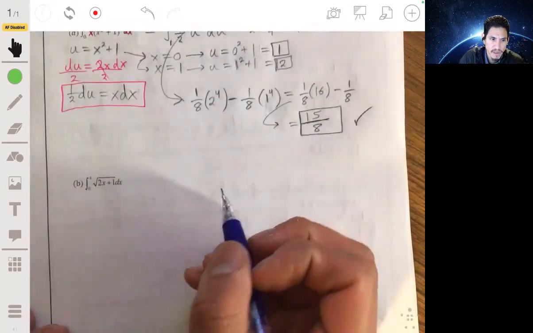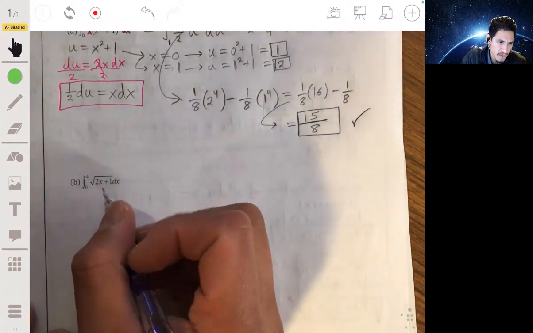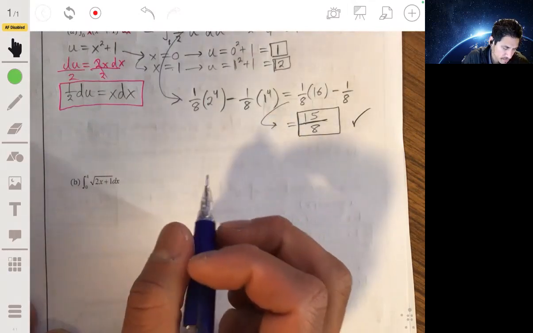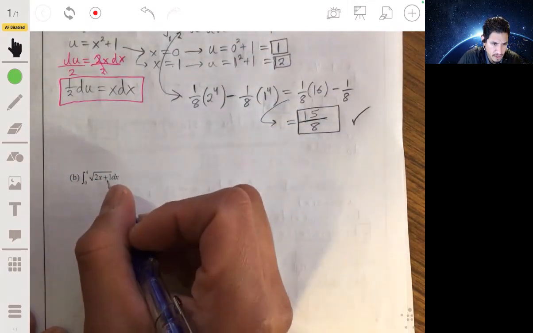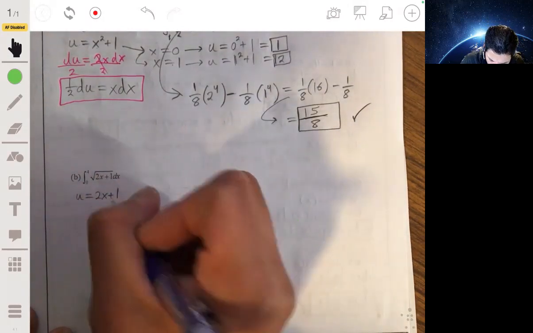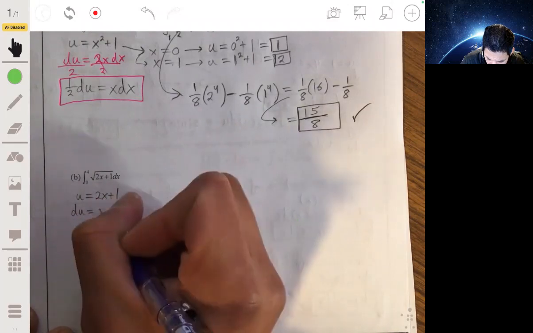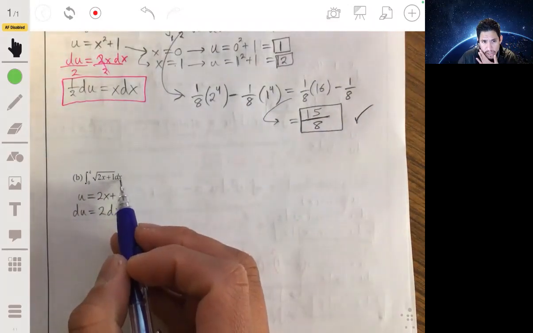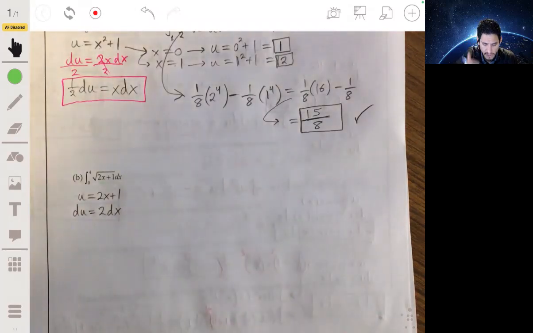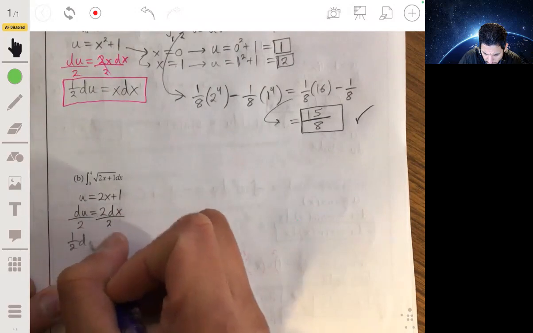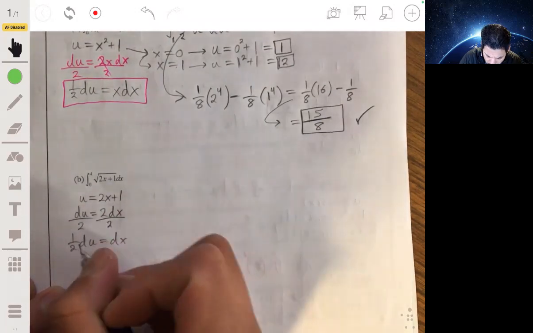Okay, let's look at the next one. We're integrating from 0 to 4 of the square root of 2x plus 1 dx. And so what we're going to do is make u the 2x plus 1. du will then be 2 dx. And we almost have that. We just have a dx. So we're going to divide this by 2. And we'll get 1/2 du equals dx.